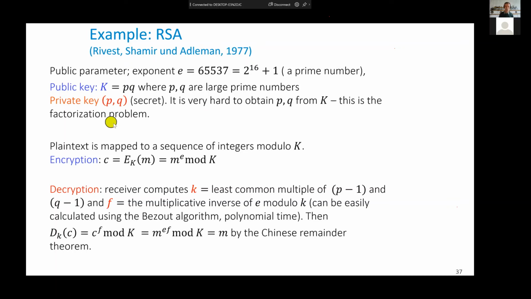Then it works as follows. There is also another public parameter, which is 2 to the power of an integer plus 1 that must be a prime number. For example, this large number here that has this property. So it's called the exponent. And the encryption consists in taking the message, computing m to the power e, so to this power here. That's an integer. Of course, we don't really compute the integer because we're interested only in the result modulo capital K, where K is this one here.